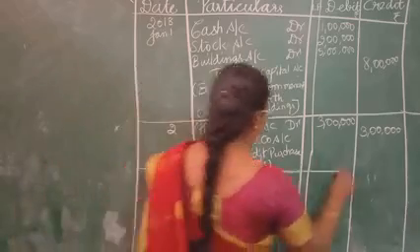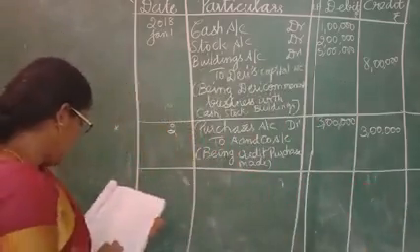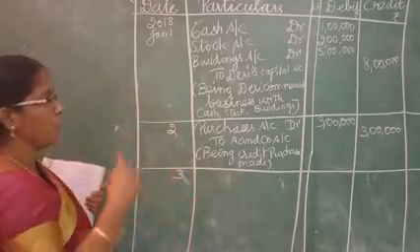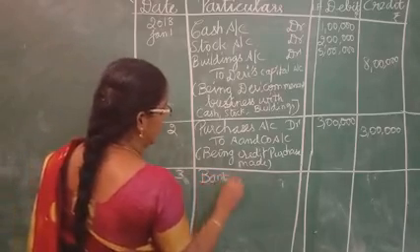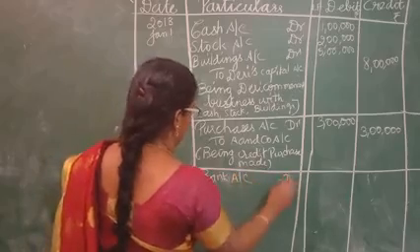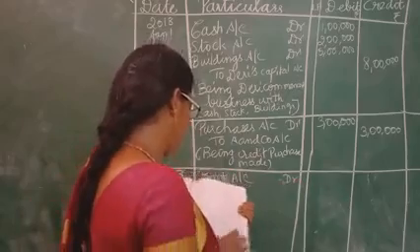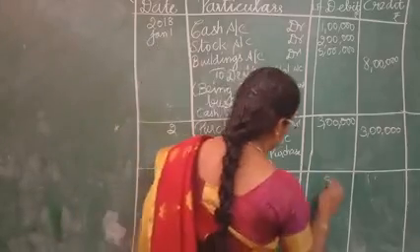Next transaction. You can see the third one. Cash deposited into bank. Cash account, bank account. Who is going to receive the cash? The bank is going to receive the cash, so the debit is bank. How many rupees? 80,000. Yes, it is 80,000.